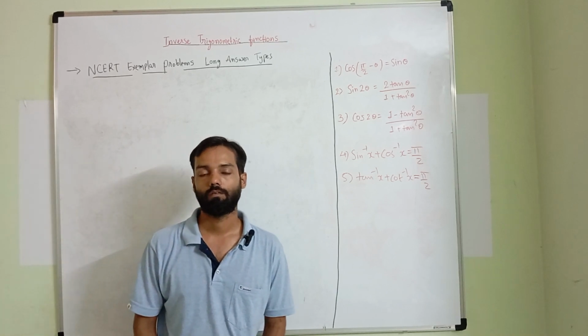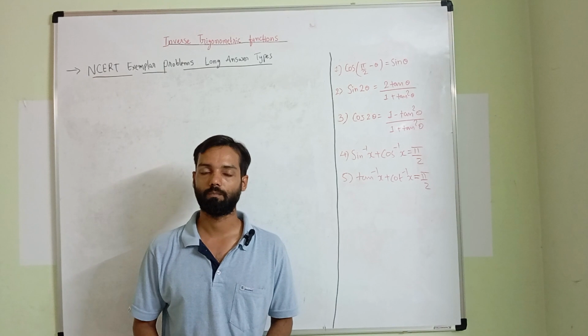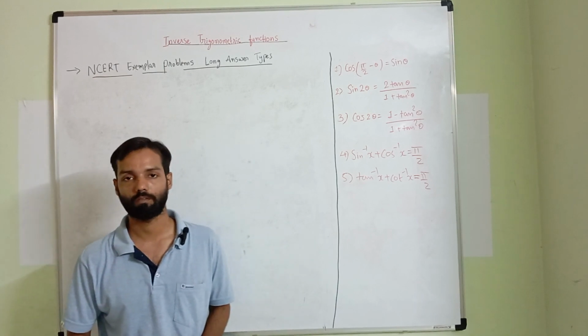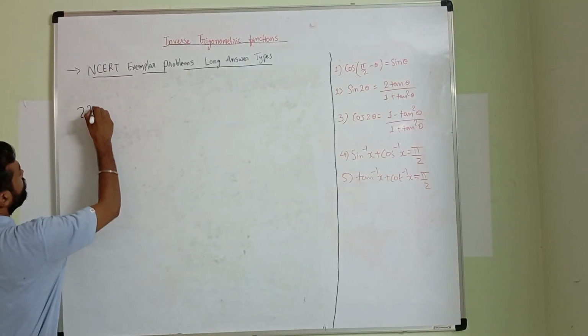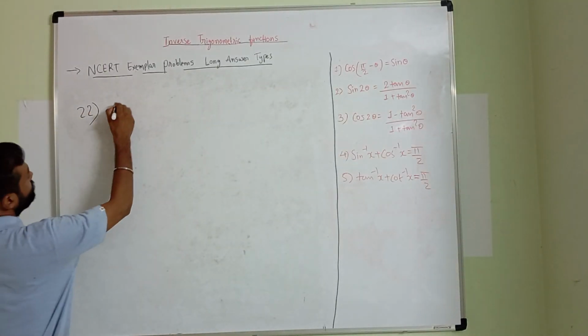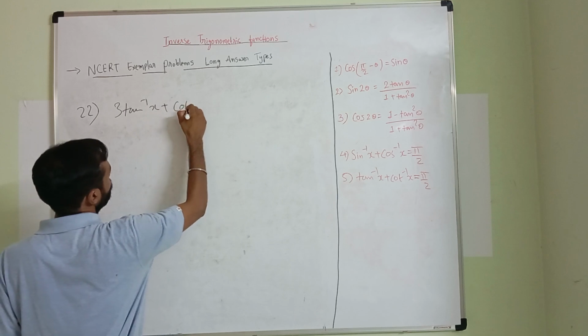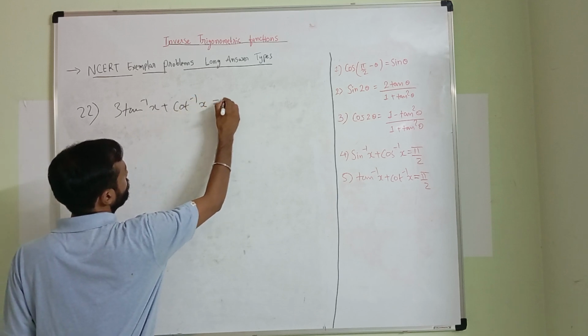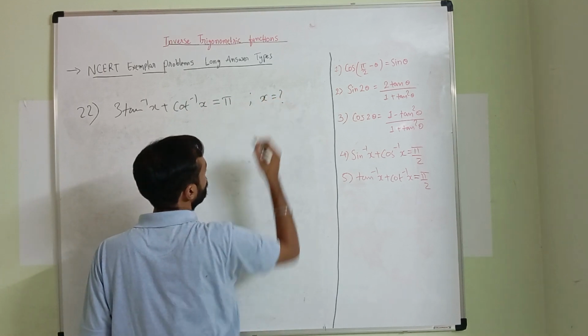Hello students, in today's session we will solve the objective type questions of NCERT Exemplar for the inverse trigonometric functions chapter. In this, question number 22 is given: 3 tan inverse of x plus cot inverse of x is equal to pi, and we have to find the value of x.